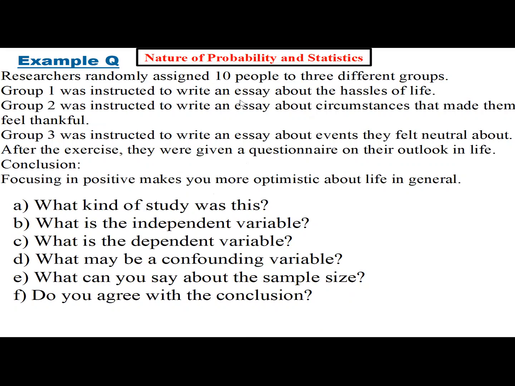Group 1 was instructed to write an essay about the hassles of life. Group 2 was instructed to write an essay about circumstances that made them feel thankful. And group 3 was instructed to write an essay about events they felt neutral about. After the exercise, they were given a questionnaire on their outlook of life. Conclusion: focusing on positive makes you more optimistic about life in general.